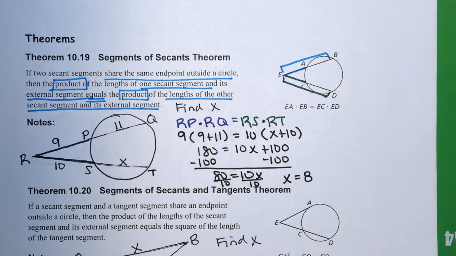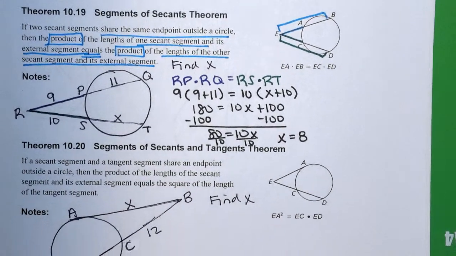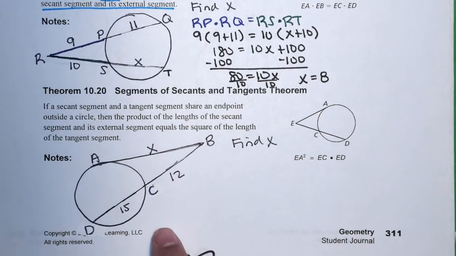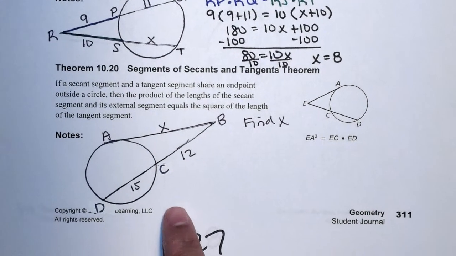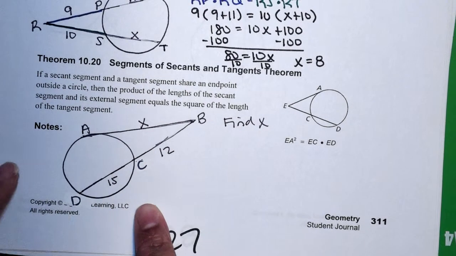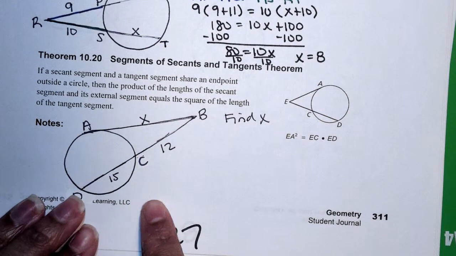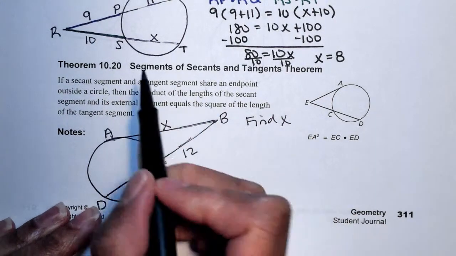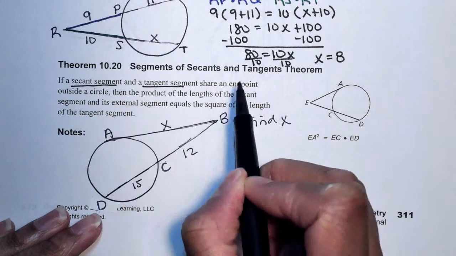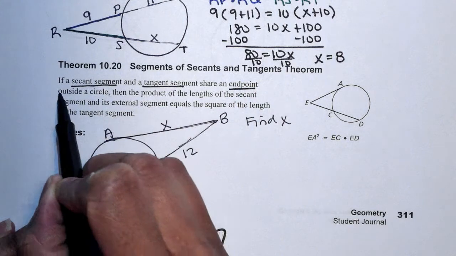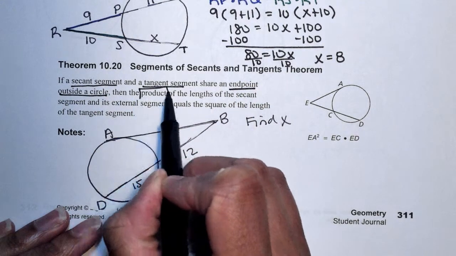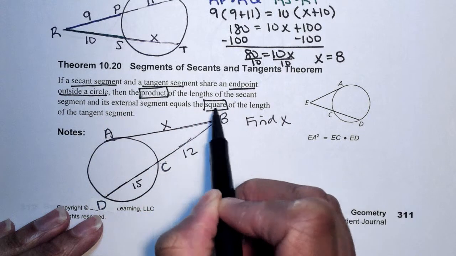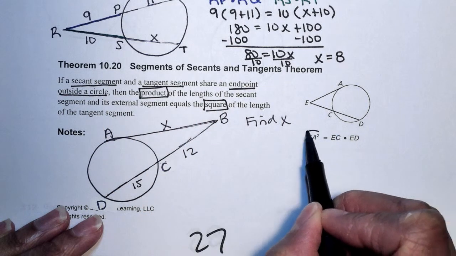So on to our next one, we have segments of secants and tangents. So the first one was about secant segments, and now we have secants and tangents. In our next one, we have two things, the secant segment and the tangent segment, they share an endpoint, and they're outside the circle. The product of the secant segment and its external equals the square of the length. So the square is here.